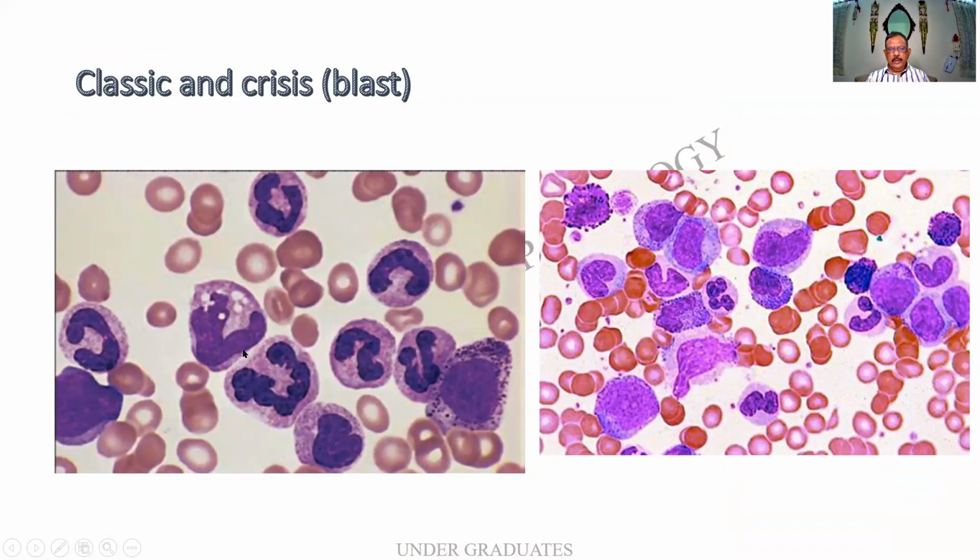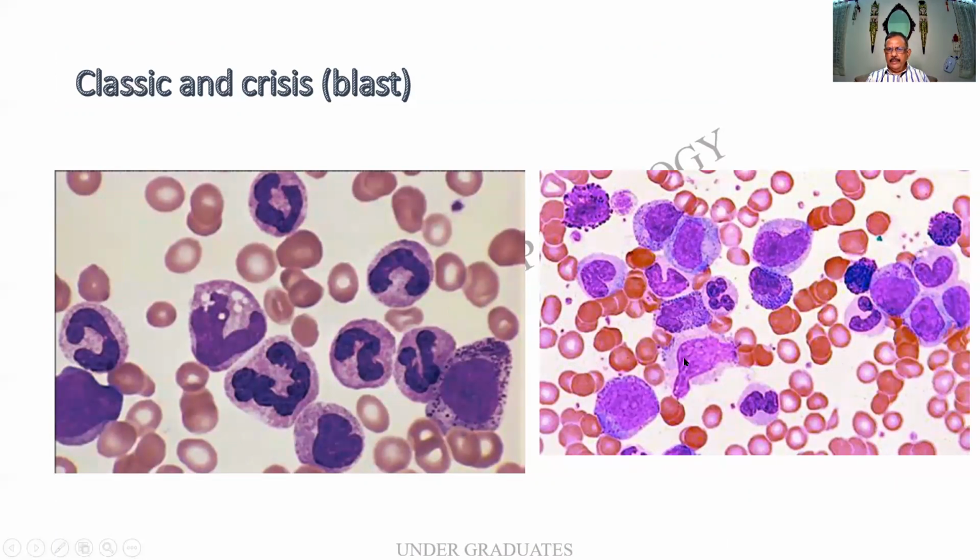Look at this one. So as I mentioned earlier, there are the mature neutrophils. There are the stab forms. This particular cell where there are granules, it can be a promyelocyte or a myelocyte. This again appears to be a myelocyte. And this cell without granules can be a myeloblast. All these are seen. This can be a classic case of chronic myeloid leukemia.